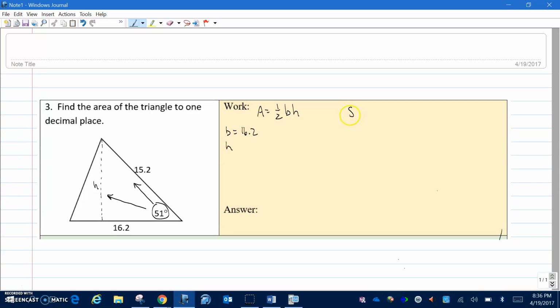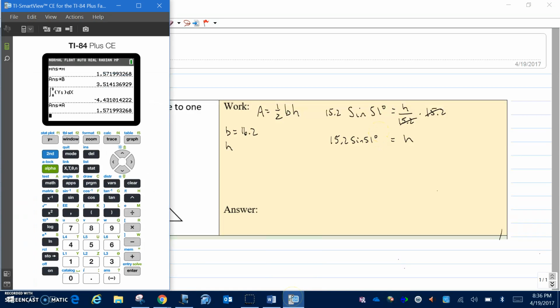So we're going to say that sine of 51 degrees equals opposite, which is height, over hypotenuse, which is 15.2. Next thing we're going to do is solve this for height. So we're going to multiply both sides by 15.2, and that will leave us with our height. So our height is 15.2 sine 51 degrees.